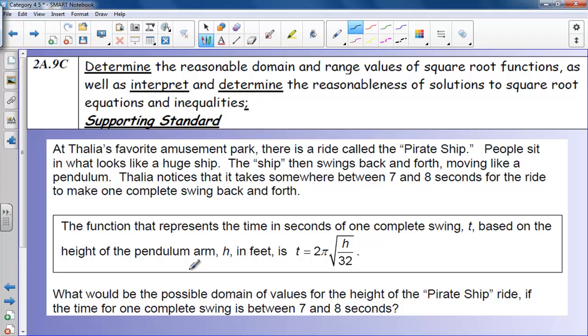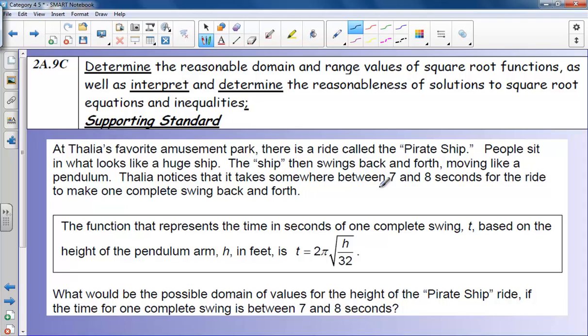Okay, supporting standard 9C. Determine reasonable, there's our big word, domain and range values of square root functions, and then interpret and determine reasonableness of solutions to square root equations and inequalities. So it's not enough to just be able to solve, you have to be able to prove it or justify it and show that it's reasonable.